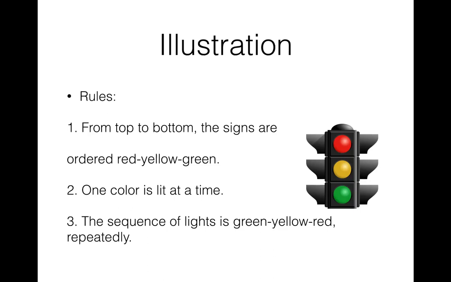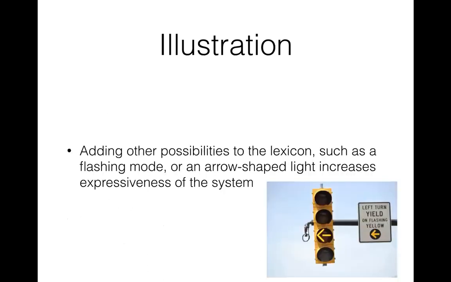So the sequence of lights is always green, yellow, red, right? You have green, go, yellow, caution, the light is going to change, and then you see the red, right? So that's a sequence of lights.